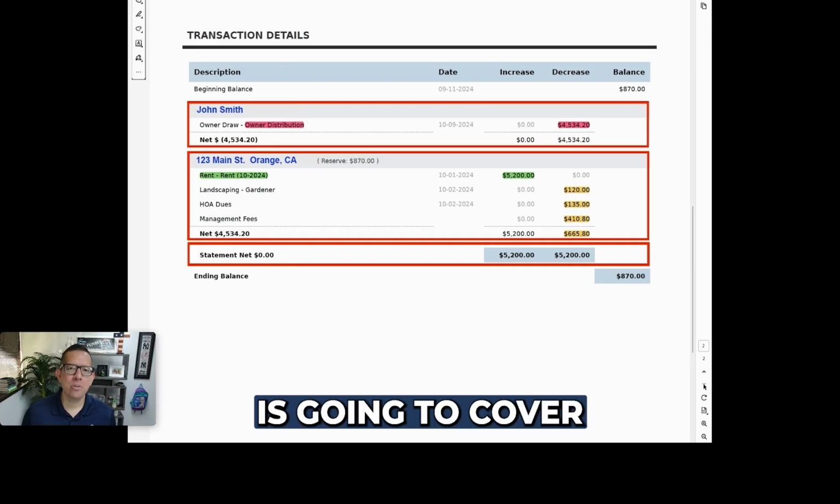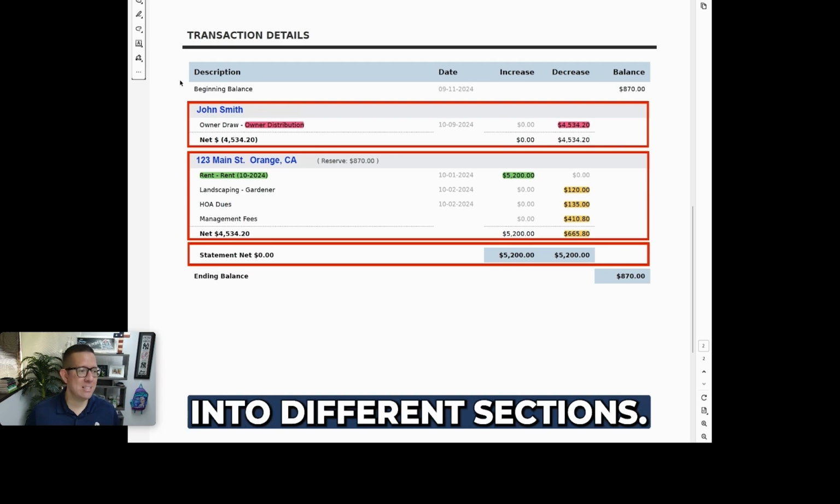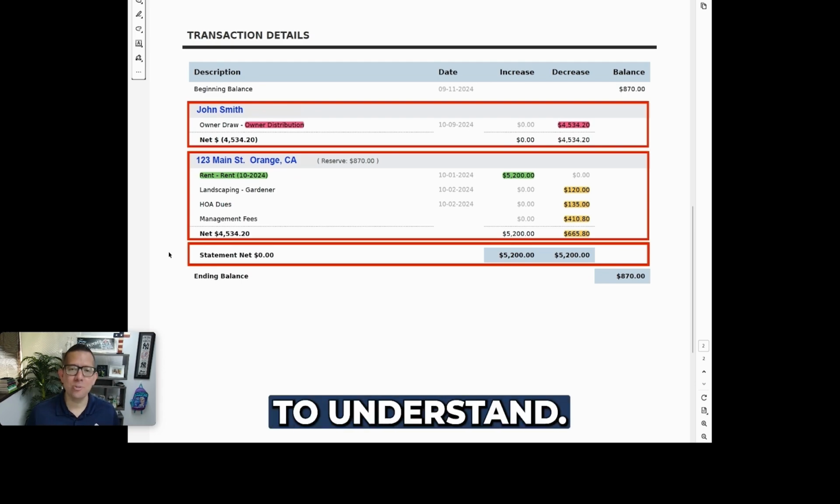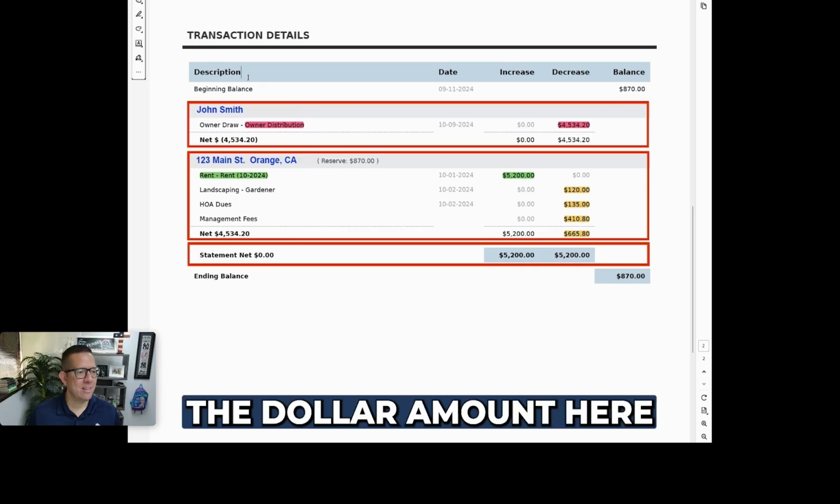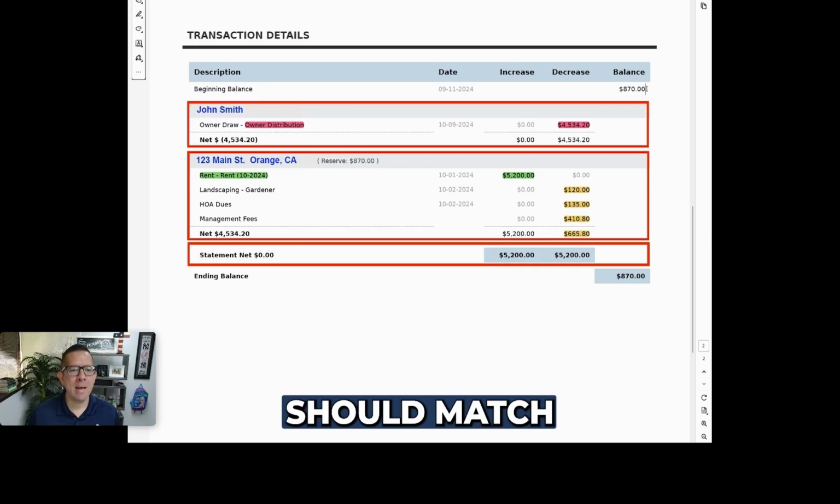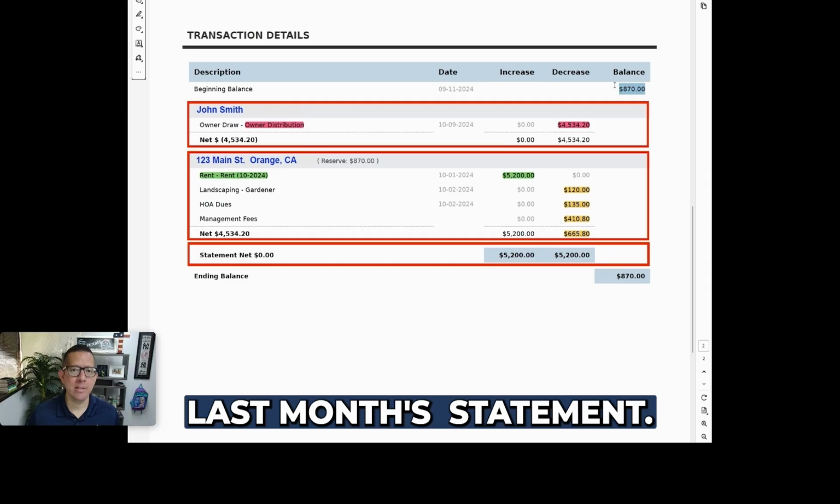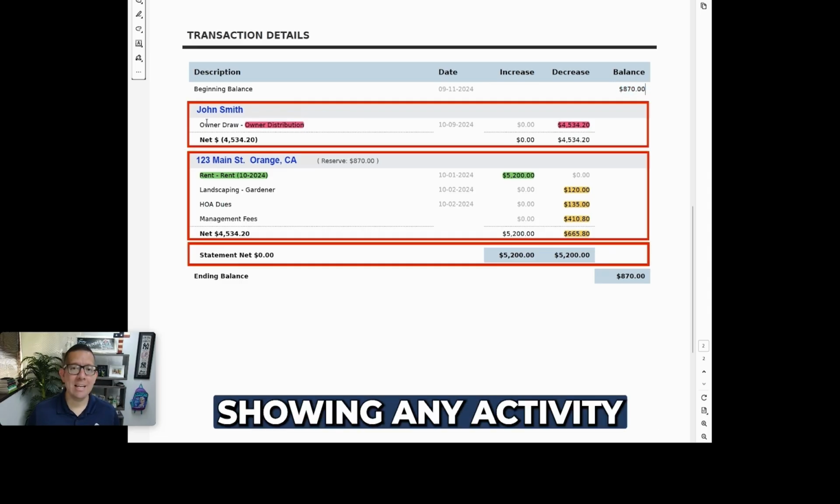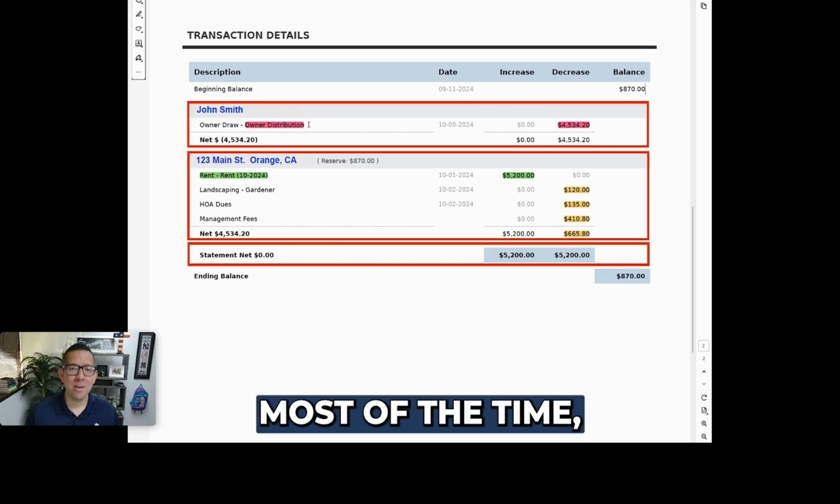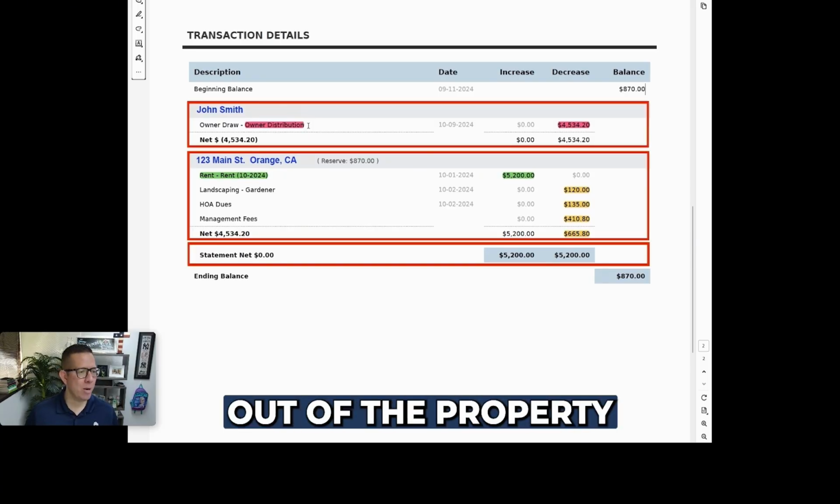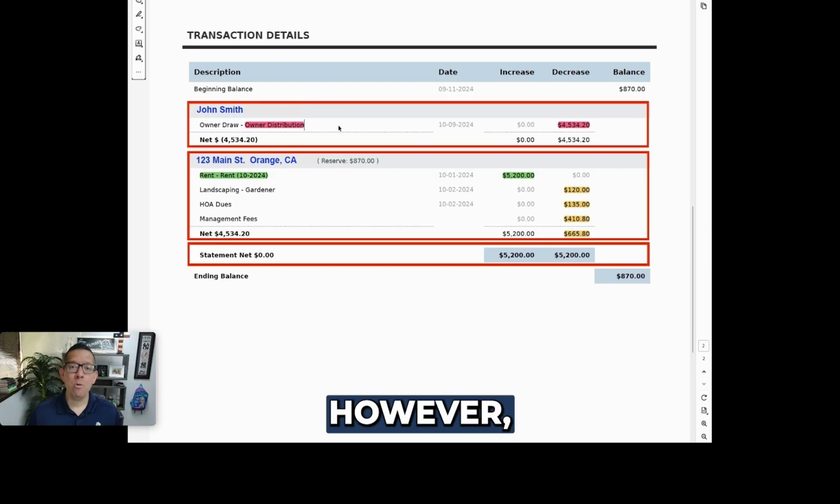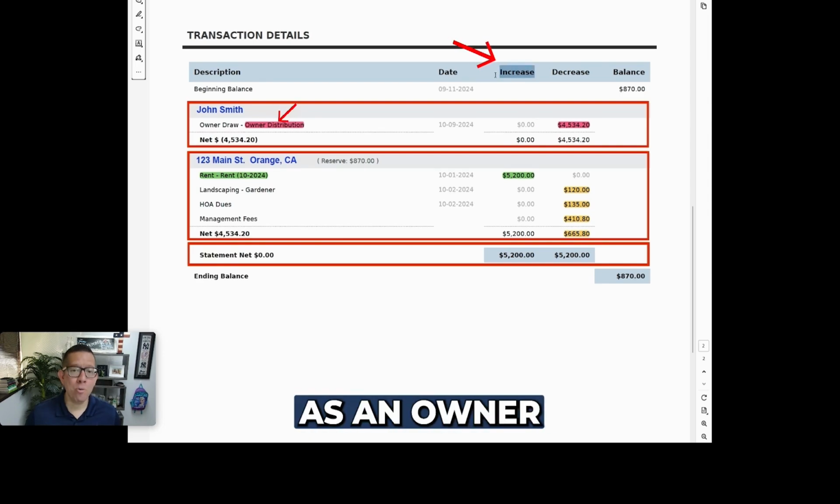Transaction details is going to cover the details found in page 1. I personally like to divide this into different sections. That way makes it a little bit easier to understand. Let's start with beginning balance. The dollar amount here should match the ending balance for your last month's statement. This next section is for the owner, showing any activity on the owner side. Most of the time, you're going to see an owner taking money out of the property through an owner distribution. However, from time to time, an owner may need to fund their account for repairs and/or improvements. Therefore, that would be in this column as an owner contribution and show an increase in the dollar amount on the account.